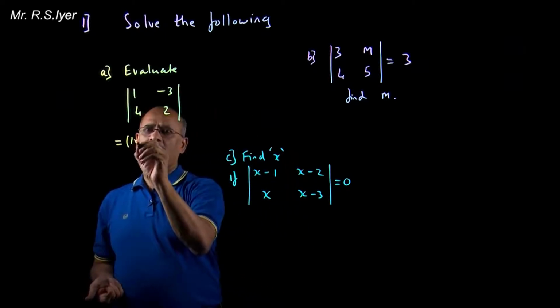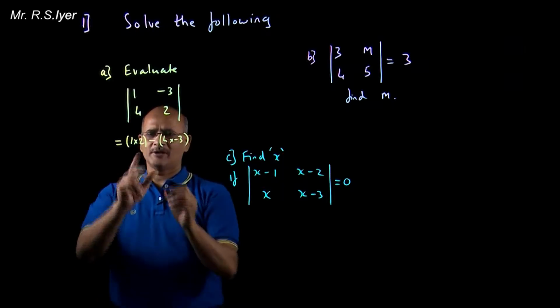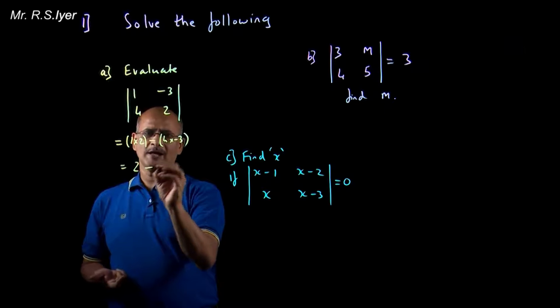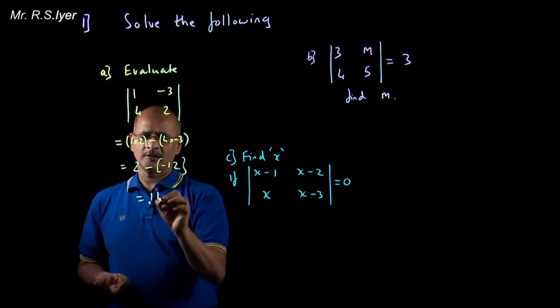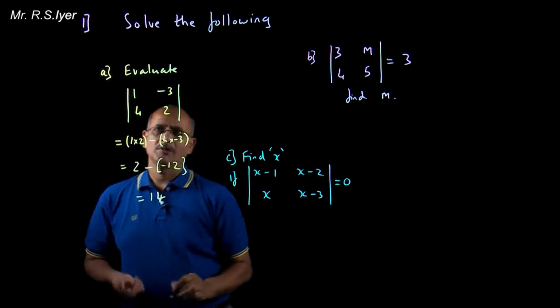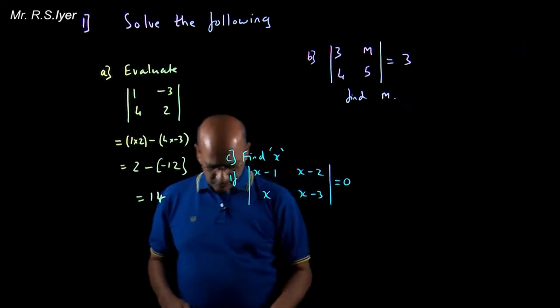So AD minus of BC. So what happens? It will become 2 minus into minus 12. So the final answer is 14. So understand, very simple evaluation. So let us take the next part, the second one.